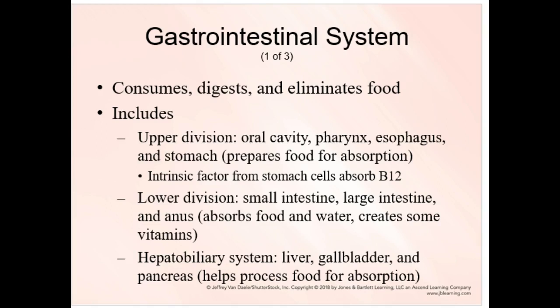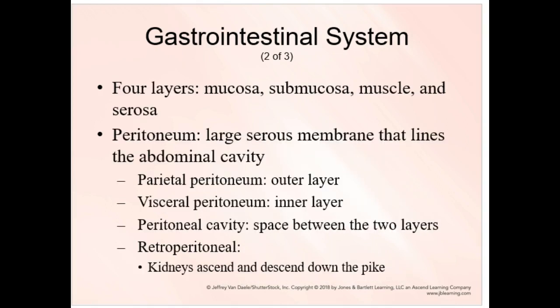Gallbladder releases bile, and bile helps to emulsify fat so we can distribute it through the body and absorb it where we need it. And the pancreas secretes digestive enzymes for all of our macronutrients, our carbs, our lipids, our proteins. So those are very important in order to process food properly to be absorbed.